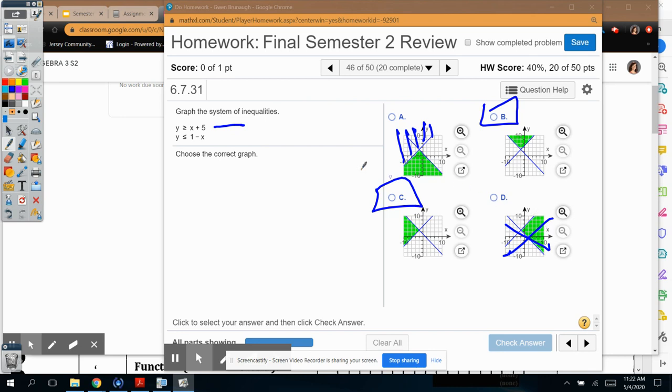That's below. This is the other line, negative x plus 1, and it will be shaded below negative x plus 1. Here's negative x plus 1. Is it shaded below that? No. Is it shaded below that here? Yes. The answer is C.